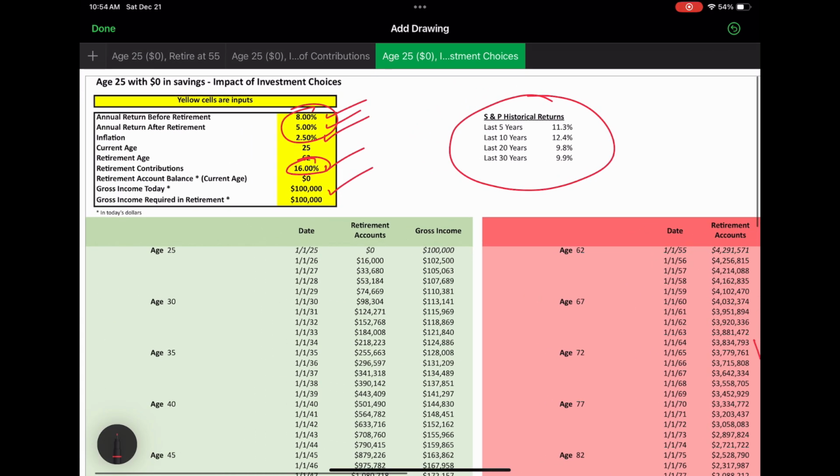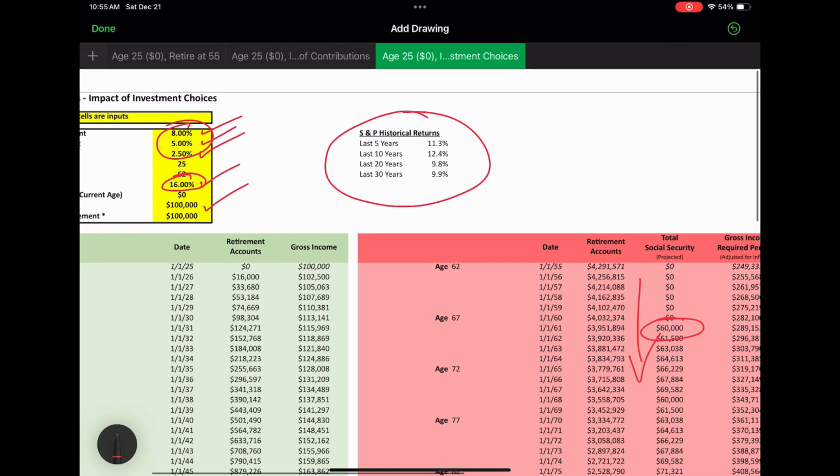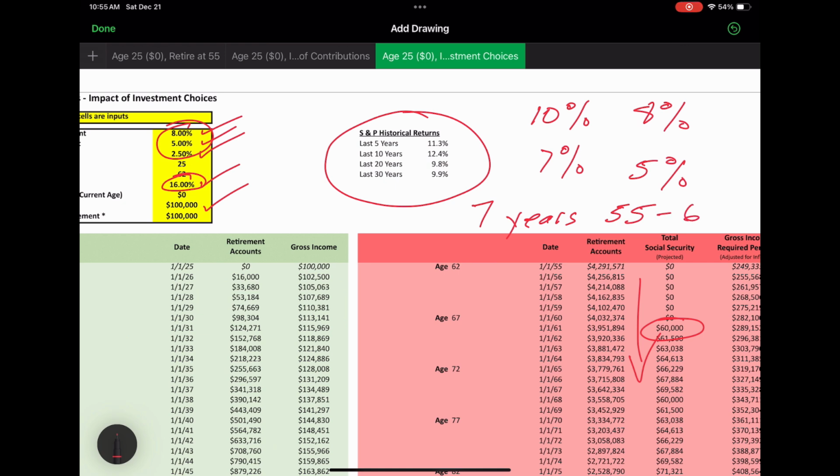So in any case, to summarize, going from a 10% rate of return pre-retirement and a 7% rate of return during retirement, down to 8% and 5%, will add 7 years on to when we would be able to retire. It will go from 55 years old to 62. These are the types of things that you really need to be looking at when you are planning for your retirement, because the earlier that you plan, the better off you'll be.